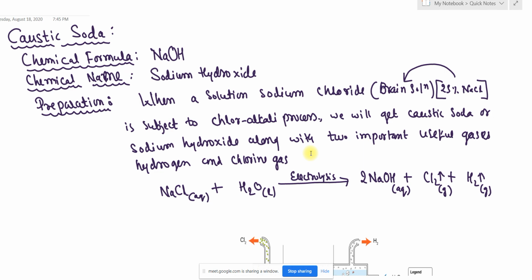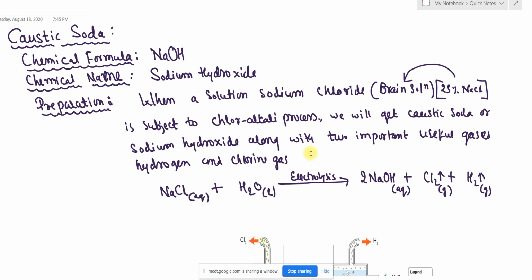It is always present in the form of what? White flakes. Flakes means flat, small structures like that. When sugar is subjected to heat, it forms flakes, and we call it caramel. Like that, sodium hydroxide is always present in the form of white flakes, not brown flakes. So the chemical name of caustic soda is sodium hydroxide.